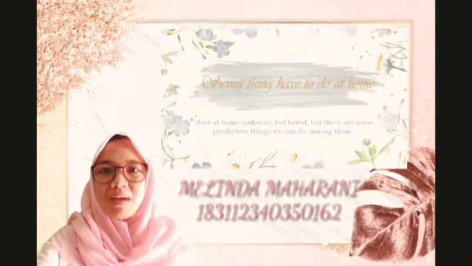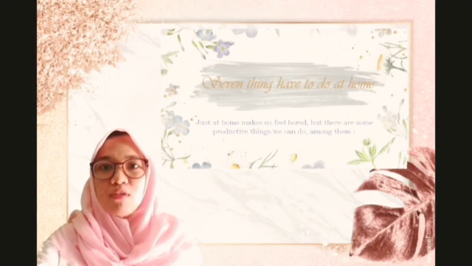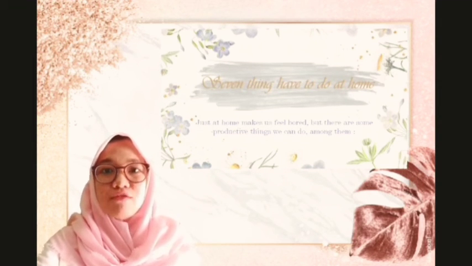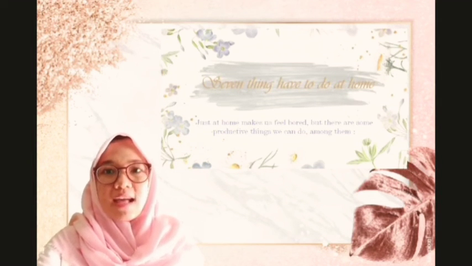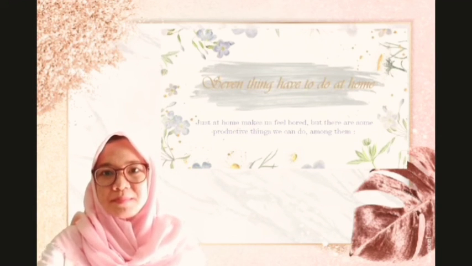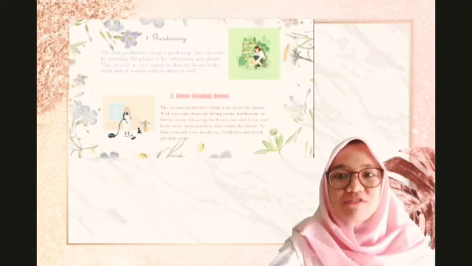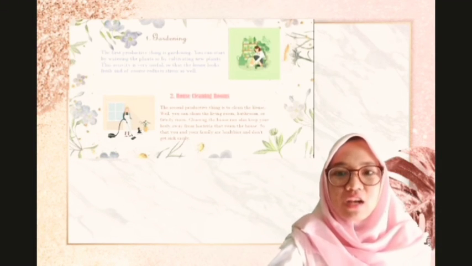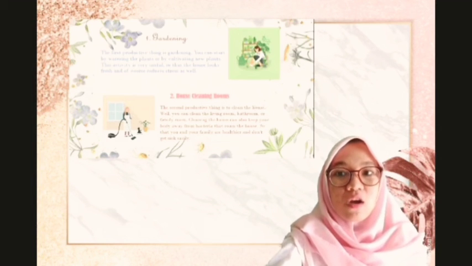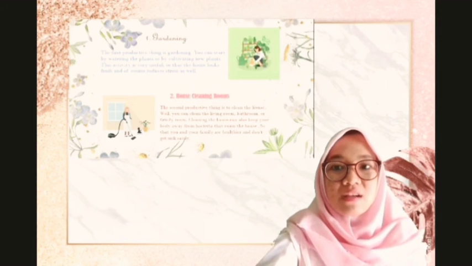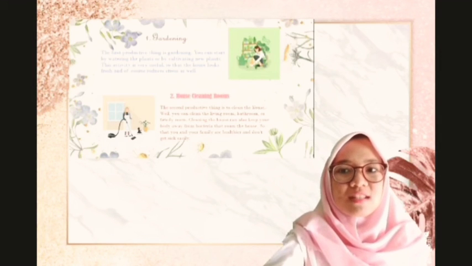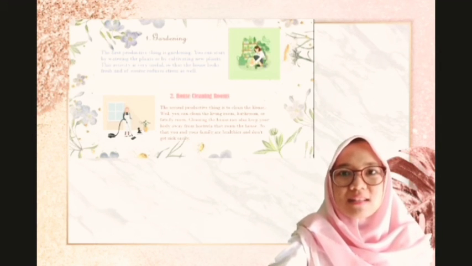Hello, my name is Melina Maharani from Group 8. Here, I want to tell you about 7 things you can do at home. Just staying at home makes us feel bored, but there are some productive things we can do. Among them, one is gardening. The first productive thing is gardening. You can start by watering the plants or by cultivating new plants. This activity is very useful so that the house looks fresh and of course reduces stress as well.